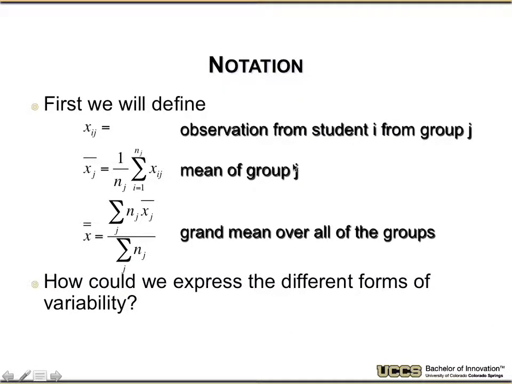So we start off with the variables. We talk about the mean of a group and the grand mean over all groups. I can talk about the mean over each group, so I have an x sub j bar, and then I have x double bar, which is the mean over all the groups, which is actually the same as the mean of the means.